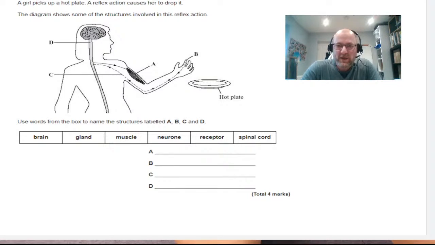Okay, guys. So what we're looking at here, again, I recommend you guys use a highlighter in your exam. So a girl picks up a hot plate. Reflex action causes her to drop it. Diagram shows the things involved. We've got A, B, C, D. What do you think A, B, C, D are? Claire's going for muscle, receptor, neuron, spinal cord.